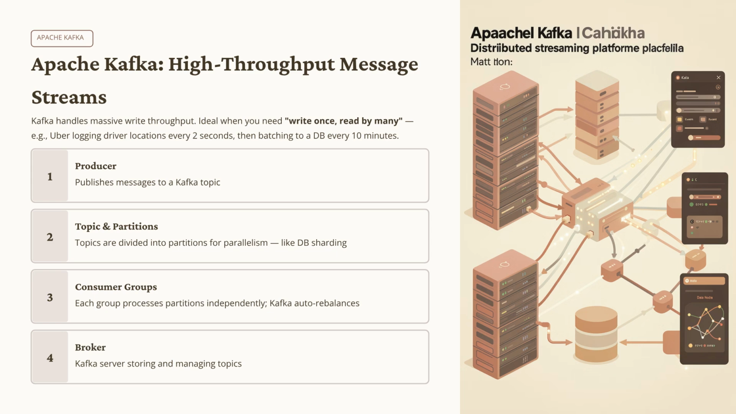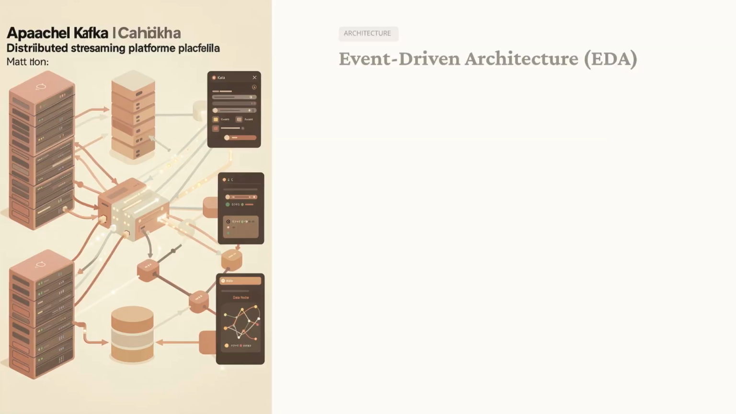Apache Kafka is a high-throughput message streaming platform, ideal for scenarios requiring, quote, write once, read by many. It involves 4 core concepts. The producer publishes messages to a Kafka topic, which is divided into partitions for parallelism, consumed by consumer groups that process partitions independently, and managed by brokers which store and manage the topics.